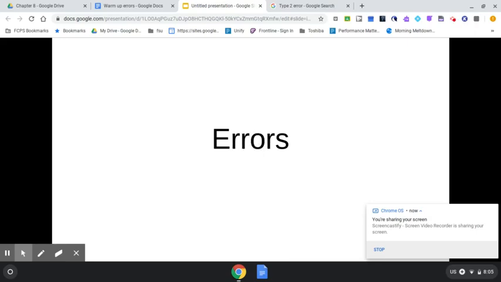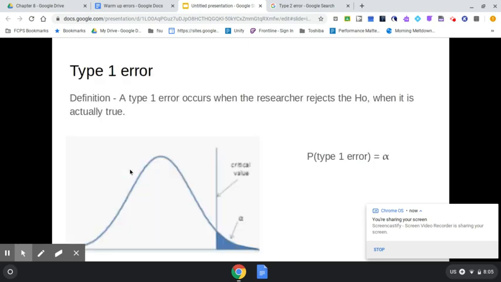Okay, today, guys, we're talking about errors. These are conclusions that researchers make through the hypothesis testing procedure that, through no fault of their own, is a mistake. So, the first type of error that we're going to talk about is called a type 1 error.